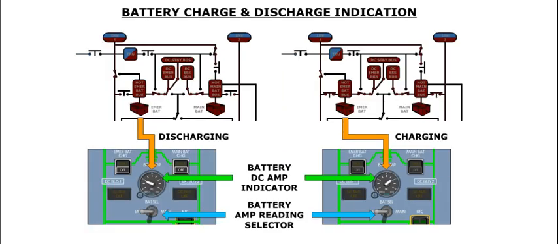Battery charging is monitored by the DC amp indicator. This indicator will indicate if the selected battery is charging or discharging. The battery selector switch, located under the indicator, is used to select which battery is connected to the indicator.